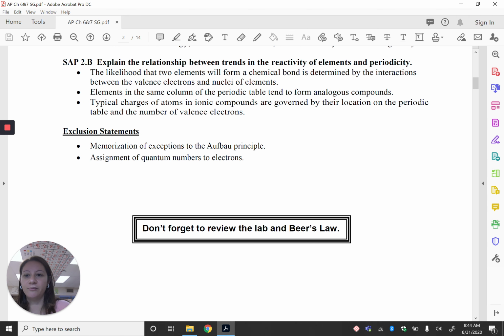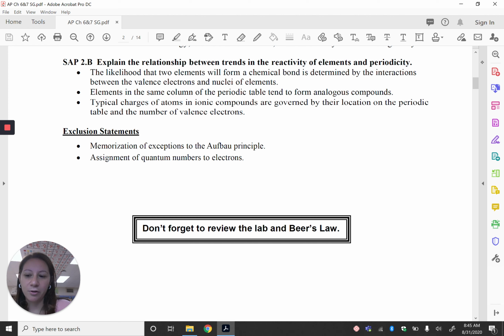A couple of exclusion statements here. You do not need to know the exceptions to the Aufbau principle, and we'll talk more about that. But if you remember last year when we were doing electron configurations, things like the copper family and the chromium family had exceptions, so no need to worry about those this year. Also, you don't need to worry about quantum numbers for this year.